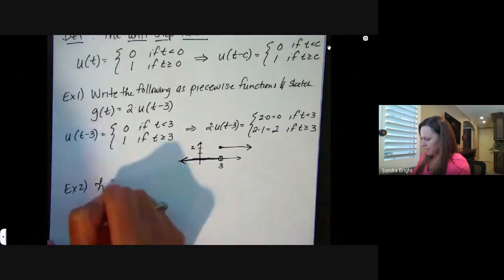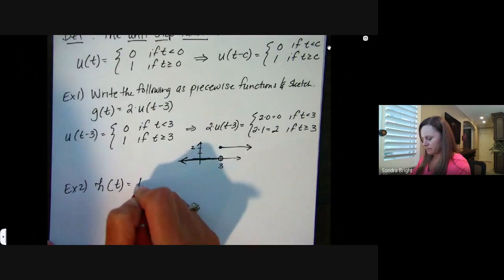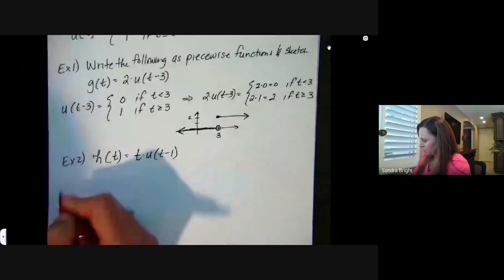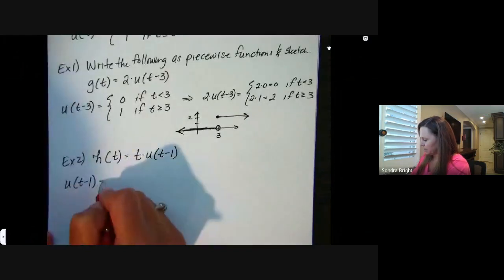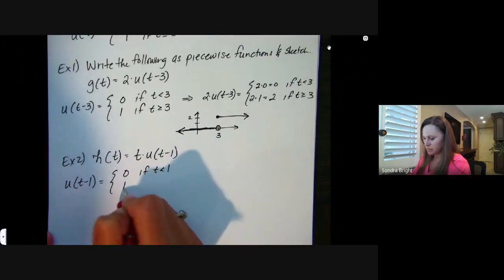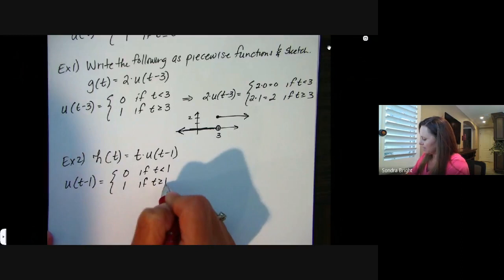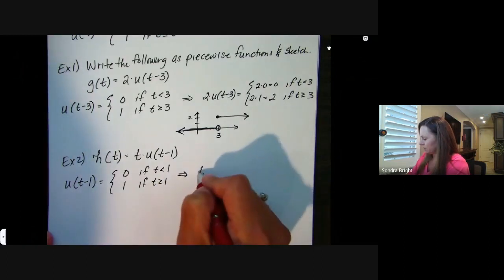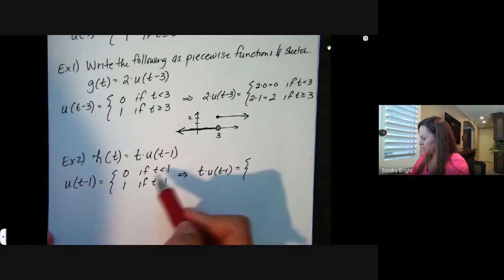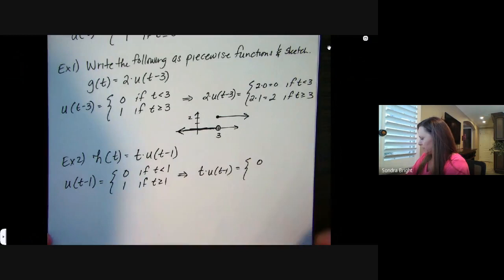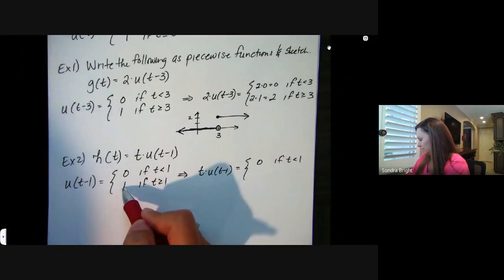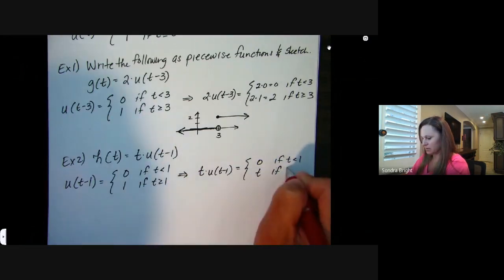What if h of t is t times u of t minus 1? All right, well, let's start with u of t minus 1 will be 0 if t is less than 1, and 1 if t is greater than or equal to 1. So that's going to give me that t times u of t minus 1 will be t times 0 on the first line. So it'll still be 0 if t is less than 1. But now t times 1, so it'll be t now if t is greater than or equal to 1.